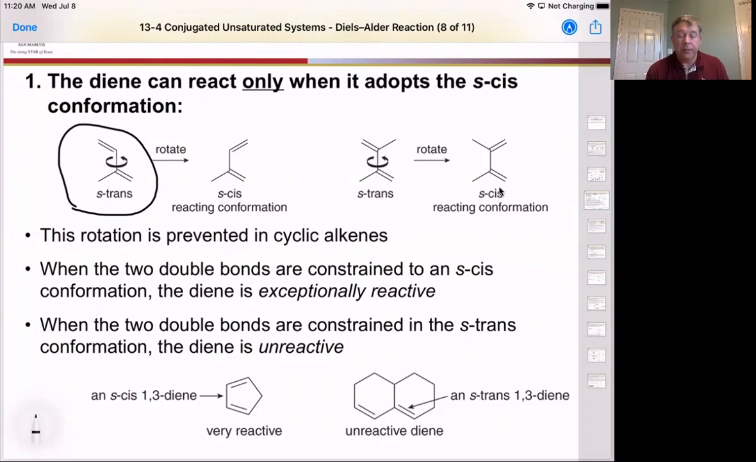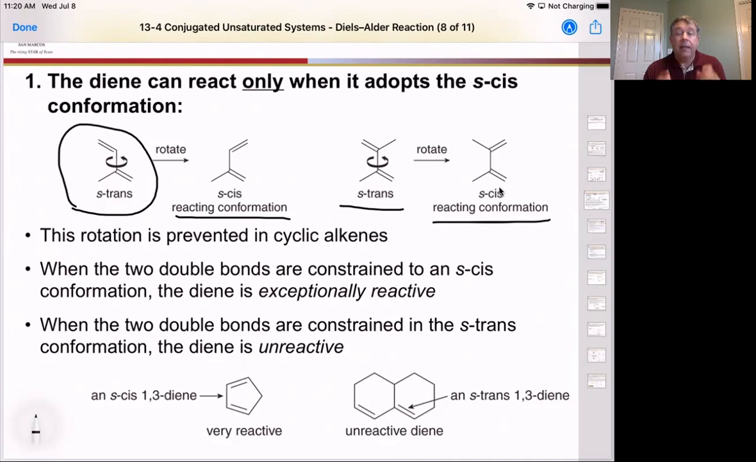1,3-butadiene, we'd have to rotate around that sigma bond. Remember, sigma bonds do freely rotate, double bonds don't. So if we can rotate around that to create our cis conformation, we can then do this reaction. Even if we had that dimethyl substitution, we could still do that rotation and get to the dimethyl s-cis configuration. You only do that rotation around a sigma bond. The pi bonds are locked into their E or Z configuration.